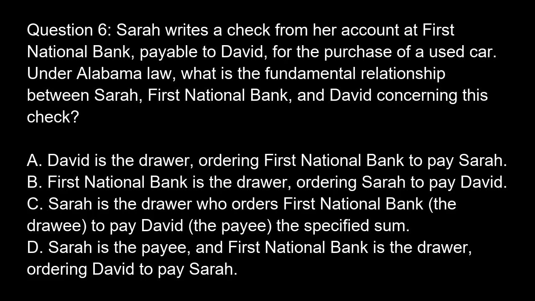Question 6. Sarah writes a check from her account at First National Bank payable to David for the purchase of a used car. Under Alabama law, what is the fundamental relationship between Sarah, First National Bank, and David concerning this check? Option A. David is the drawer ordering First National Bank to pay Sarah. Option B. First National Bank is the drawer ordering Sarah to pay David. Option C. Sarah is the drawer who orders First National Bank, the drawee, to pay David, the payee, the specified sum. Option D. Sarah is the payee and First National Bank is the drawer ordering David to pay Sarah.